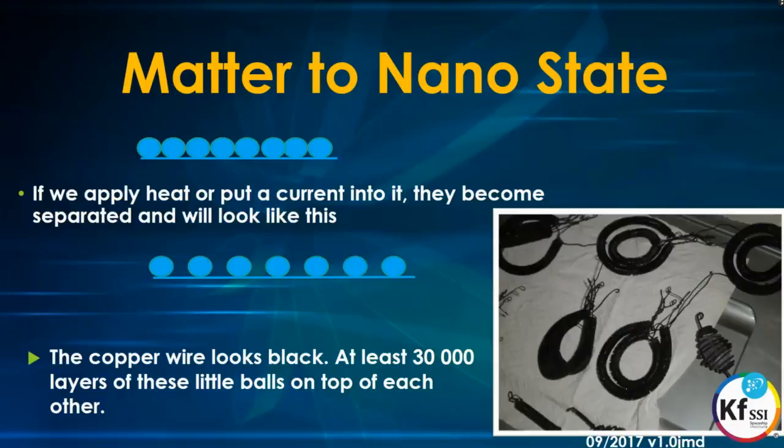And the copper wire then looks black, but we have at least 30,000 layers of these little balls on top of each other, and that's our nano layer that we create. It's black because it's able to absorb the full light spectrum, and that's why we see it as black.